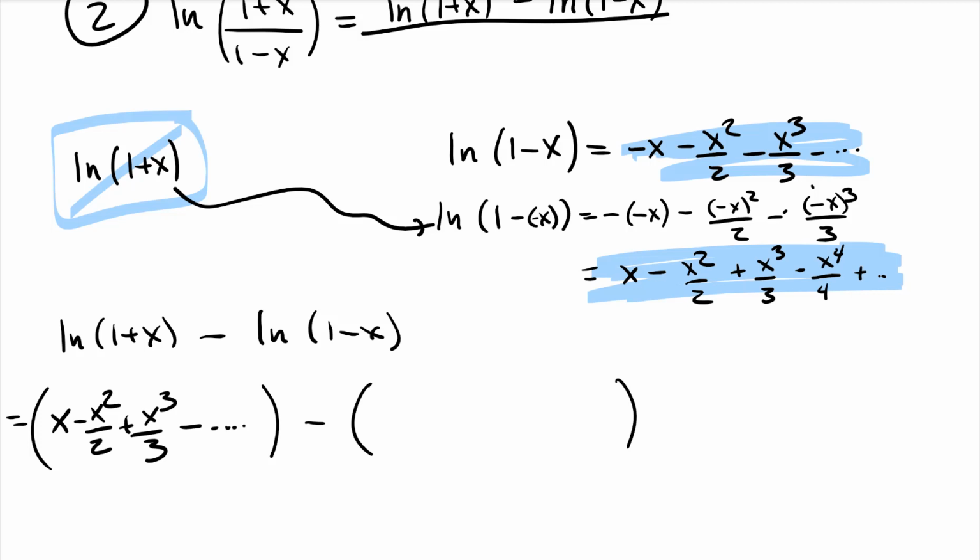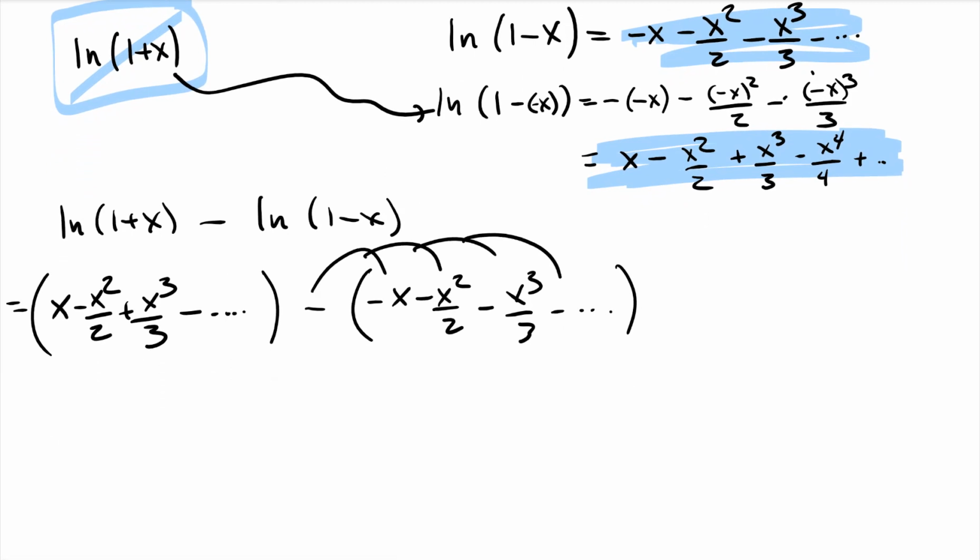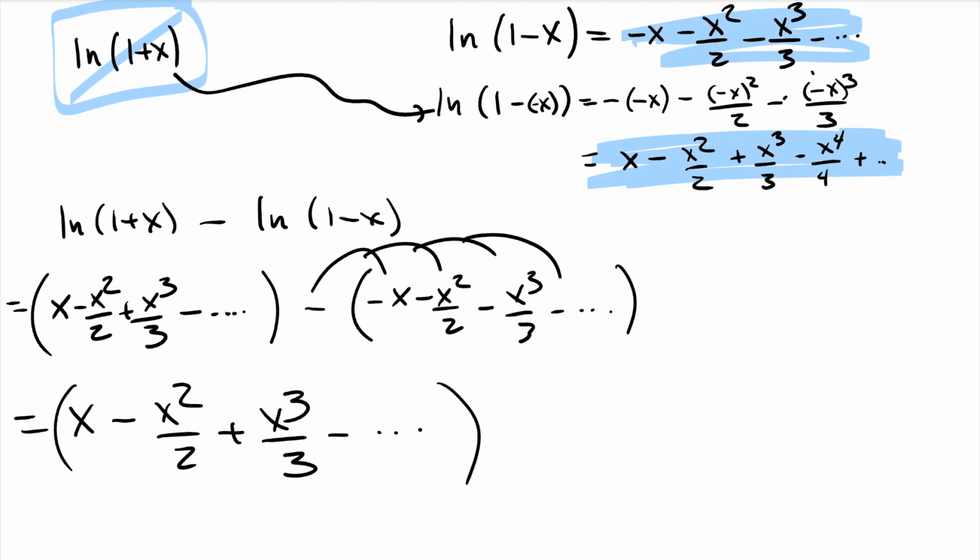So there is our ln of 1 plus x. And now we're going to put in our ln of 1 minus x, which is negative x minus x squared over 2 minus x cubed over 3 minus, and it goes on forever. So let's bring in our negatives and see what happens. We have x minus x squared over 2 plus x cubed over 3 minus. And what do we get over here once we distribute that negative in? We're going to get a positive x, a positive x squared over 2, a positive x cubed over 3, plus, and it's going to go on forever and ever. We just turn them all into positives.